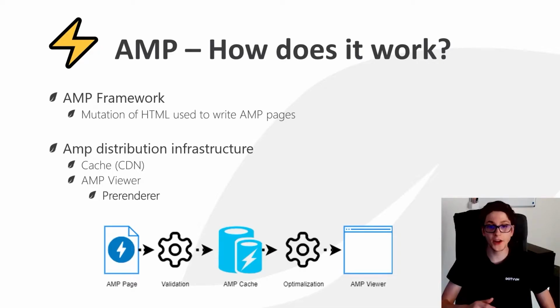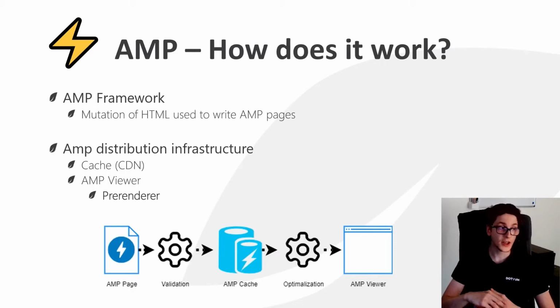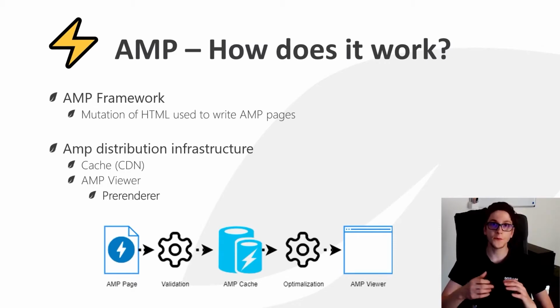And when your page gets there, there is a whole bunch of optimizations. But caching isn't the only thing which is needed to provide those fast load times. The main part is the AMP Viewer. You can imagine the AMP Viewer to be just like a web application inside which your AMP page will be loaded. The AMP Viewer is the part which will do the pre-rendering.